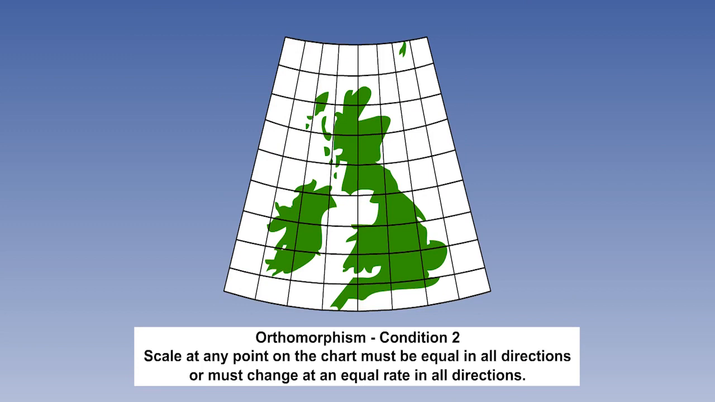This gives us our second condition for orthomorphism. Scale at any point on the chart, ideally, should be equal in all directions. If this is not possible, then scale must change at an equal rate in all directions.